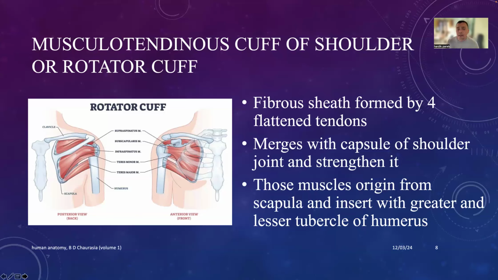So what they are doing, they are helping you to make a fibrous sheet, where the tendons are going to get flattened, then they will merge with the capsule of the shoulder joint, and then they are helping your shoulder joint capsule by strengthening it. Okay, so they strengthen the shoulder joint capsule. Those muscles, all those four muscles, they originate from the scapula. Scapula से origin हो रहा है. They get inserted into greater tubercle or greater tubercle and lesser tubercle of the humerus. दोनों वहाँ पे मतलब all four muscles are inserted in those areas.